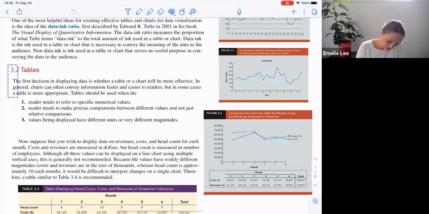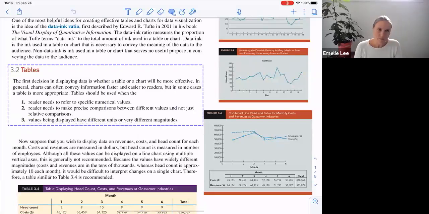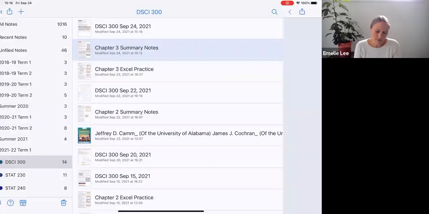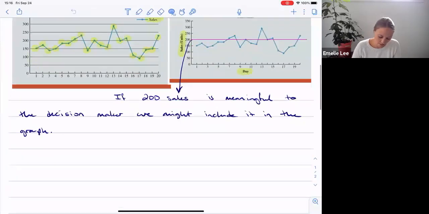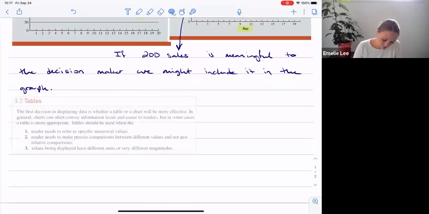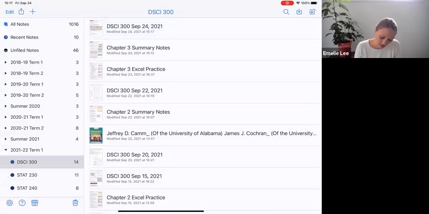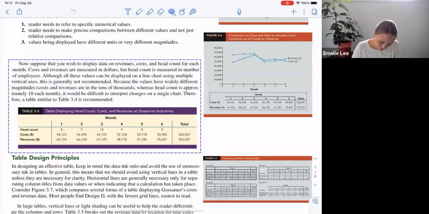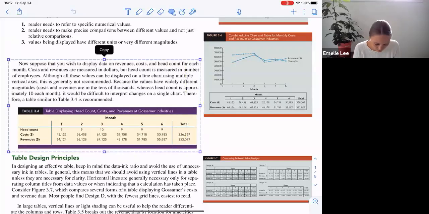So tables are useful, but they're a little bit hard to read sometimes, right? If I just give you a table with tons of information in it, unless you know what you're looking for, that can be really hard to wrap your head around, right? And so let's just put tables here, and then I'm going to bring in an example of a table as well. We do have to use tables. Come on. Copy.